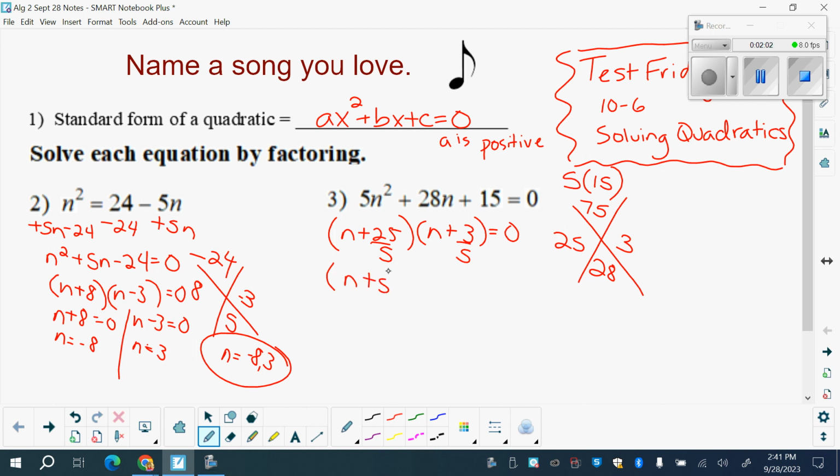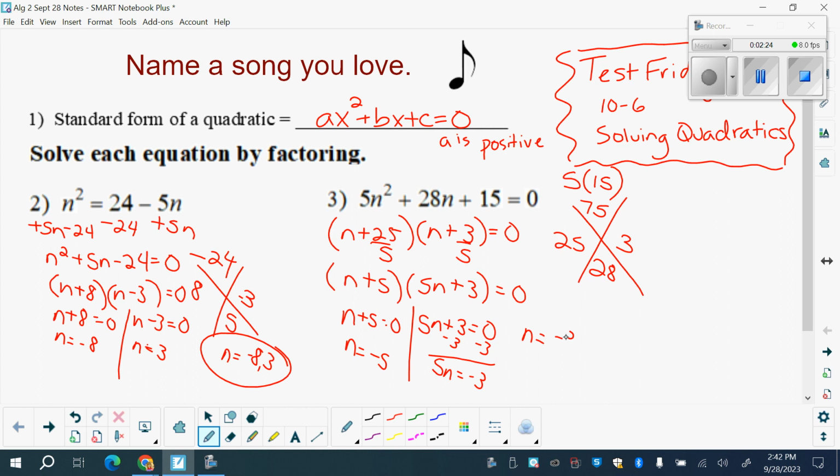So this is n plus 5, and then we slide the 5 to the front. 5n plus 3, and then we use our zero product property. And we get -3/5 and -5.